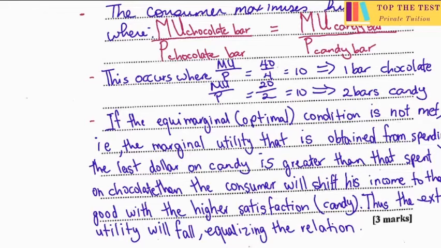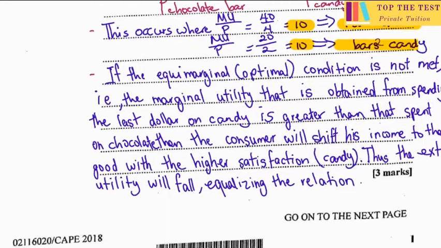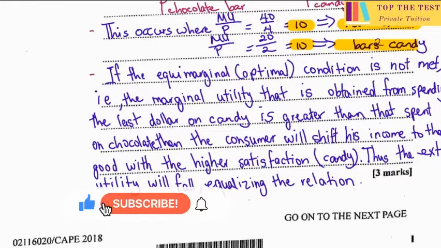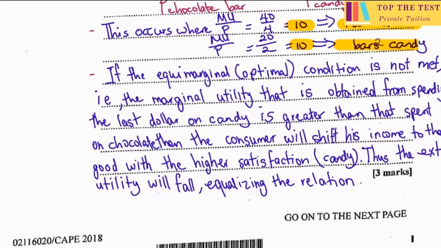So you'd want to state the equimarginal condition, and explain what happens here in terms of MU over price being equal to 10 for both of the goods, and then the associated quantities. And then you would explain: if the equimarginal or the optimal condition is not met, that is, the marginal utility obtained from spending the last dollar on candy is greater than that spent on chocolate, then the consumer will shift his income to the good with the highest satisfaction, in this case candy, and thus the extra utility will fall, equalizing the relation. So that's how you'll answer that question to give you your full marks. It isn't sufficient just to state the equimarginal condition. You need to show what will happen if they were in disequilibrium and how we get that condition to come back.